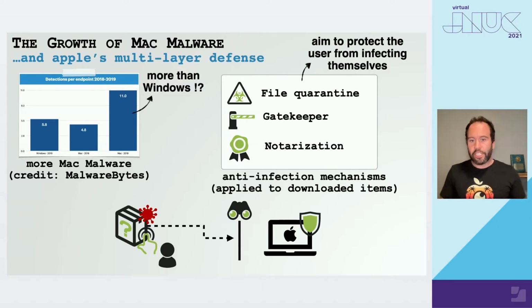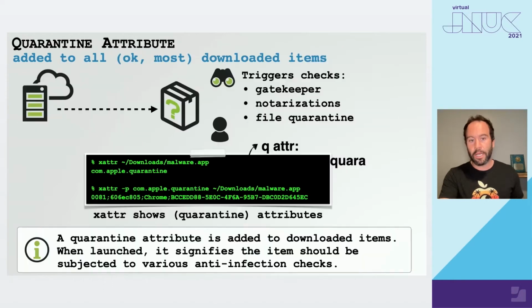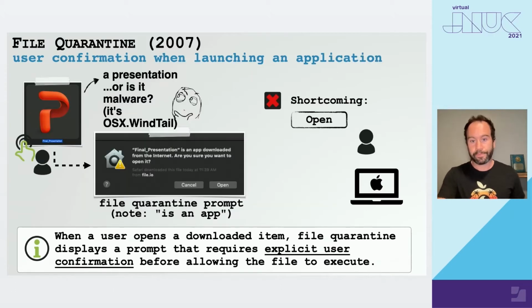So Apple made the observation that, as we mentioned, the majority of these infection vectors require user interaction. So they said, what can we do to essentially protect the user from themselves? And they have introduced three main technologies: file quarantine, Gatekeeper, and Notarization, that we're going to talk about briefly. Now, it's important to understand that all these security mechanisms are rooted around the quarantine attribute. The quarantine attribute is something that is added to any file that's downloaded from the internet. And in short, when the user then goes to launch that item, if it has the quarantine attribute set, it will kick off these subsequent checks: the Gatekeeper checks, the Notarization checks, and the file quarantine checks.